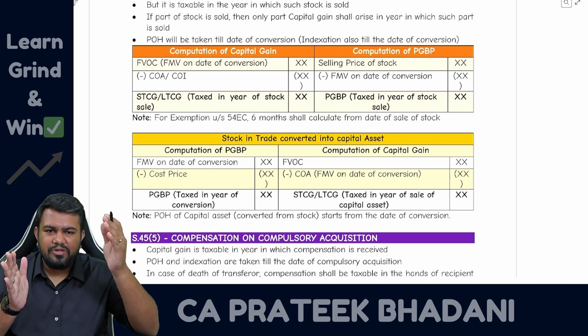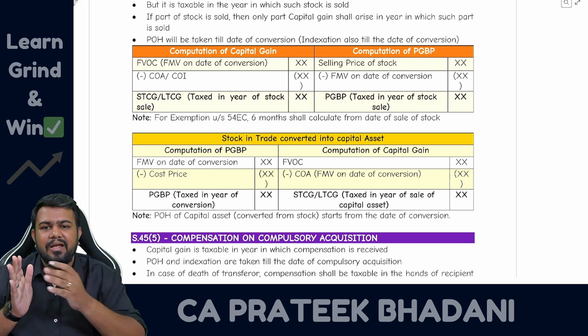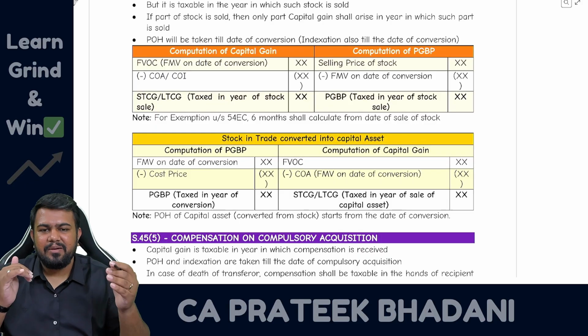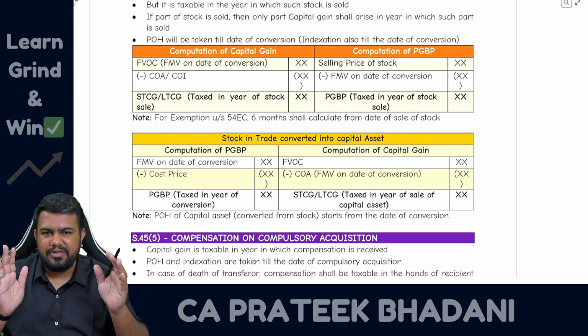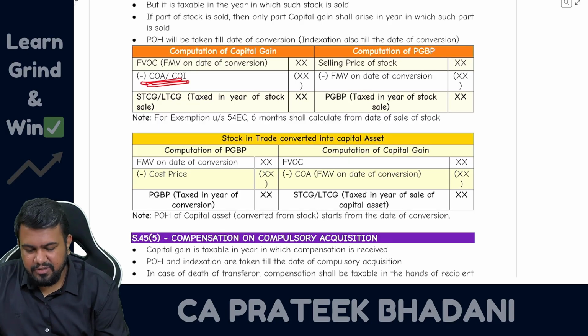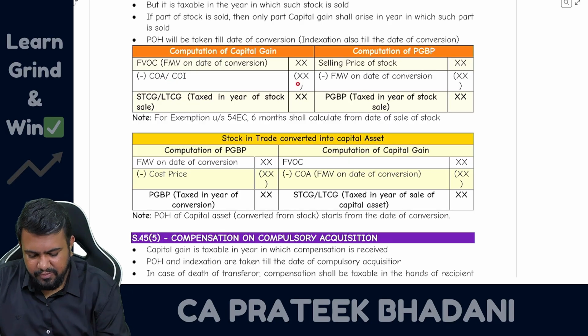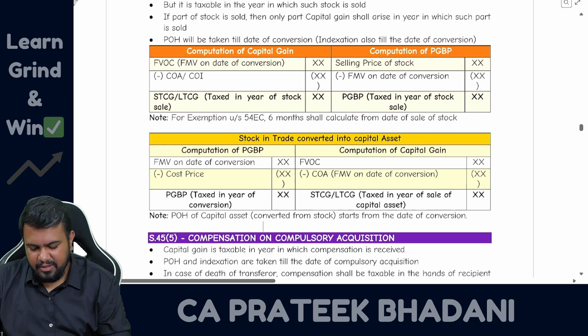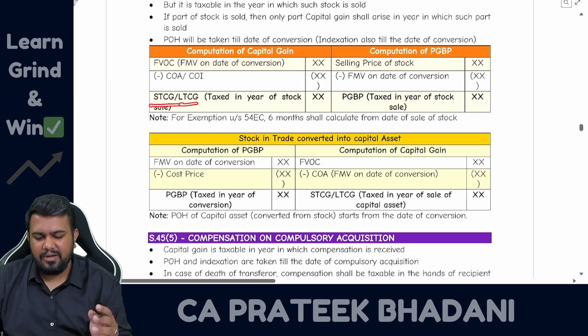Period of holding also you have to take only up to the date of conversion. Then indexation also, if at all it is applicable, you have to take on the date of conversion, till the date of conversion. So minus cost of acquisition or indexed cost of acquisition, cost of improvement or indexed cost of improvement, you will get the short term or long term capital gain or capital loss.